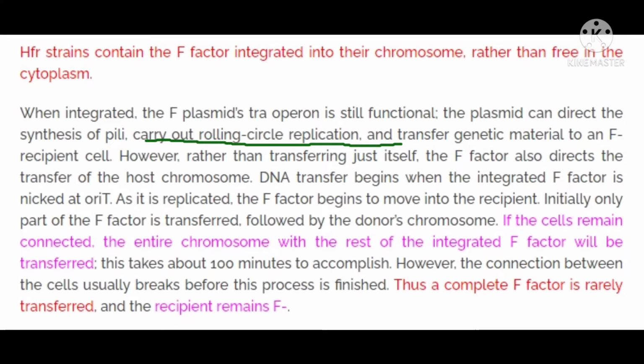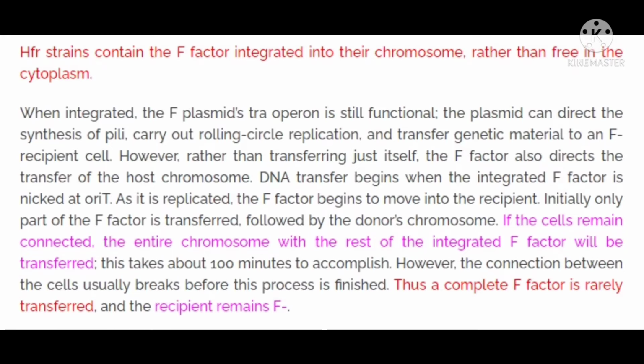However, rather than transferring just a copy of the F plasmid, here the F factor directs the transfer of the host's main DNA also. Similar to F plus by F minus conjugation, here the plasmid carries an Ori T site. So a nick is generated in the Ori T site, and the nicked strand is transferred into the F minus cell. But here, initially only a part of the F plasmid which is integrated into the main bacterial DNA is transferred to the F minus cell.